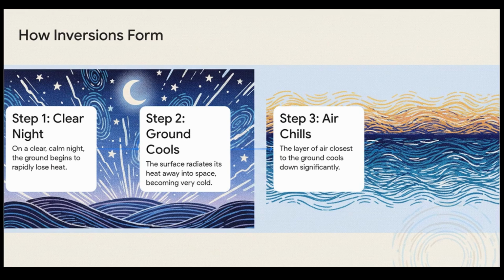So how does this whole upside-down thing even happen? Well, it usually starts on a clear, calm night. When there are no clouds to act like a blanket, the ground radiates its heat straight out into space and gets really cold really fast. This chills the layer of air right above it, making it colder than the air higher up. And boom, just like that, you've got yourself a temperature inversion.